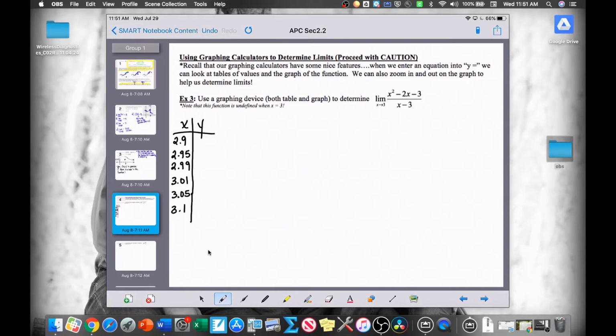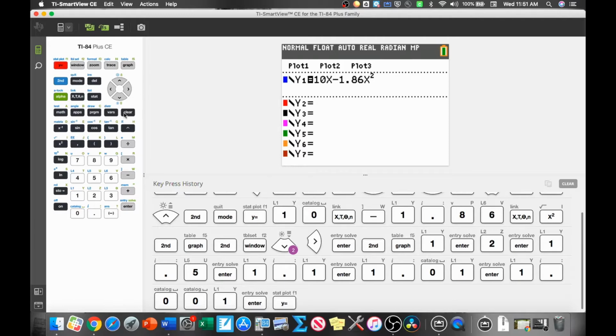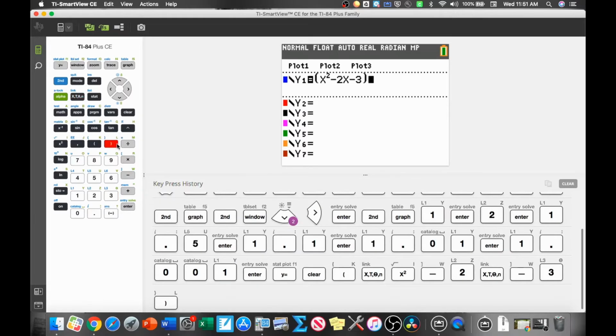Okay, so now I'm going to do this on my calculator. So I'm going to bring up my graphing calculator. I'm going to go to my y equals, there's something there, we want to clear that out, and we want to put in our function, which is x squared minus 2x minus 3. That's the numerator, so we need to parenthesize that whole thing. Close your parenthesis, then hit divided by, and then we want to parenthesize our denominator as well, which is x minus 3. All right, so I have my function in y1.